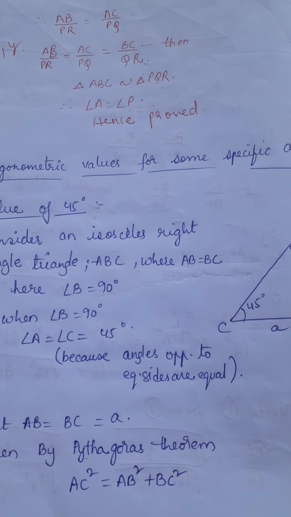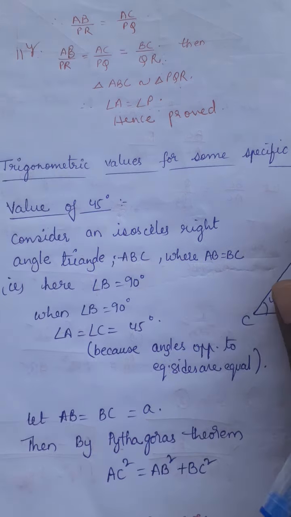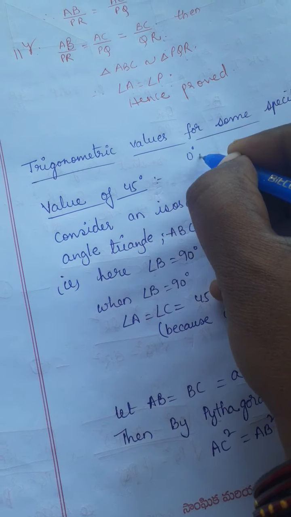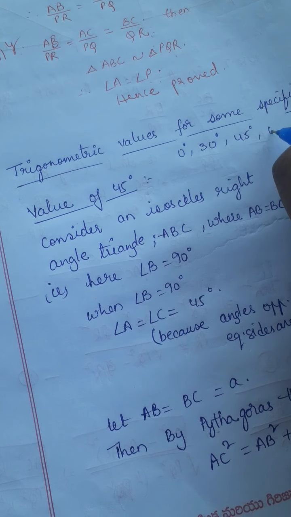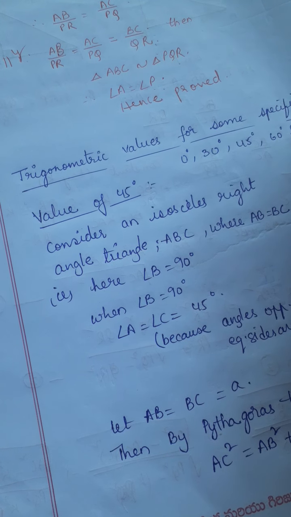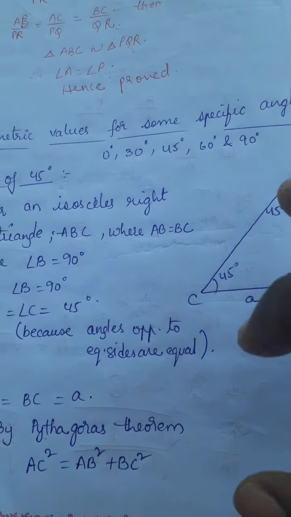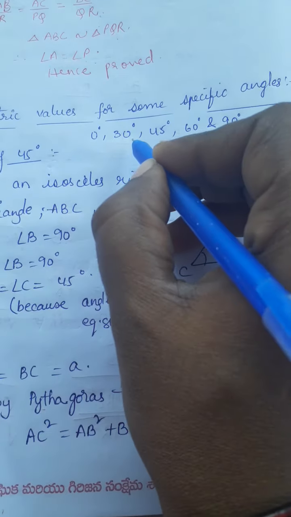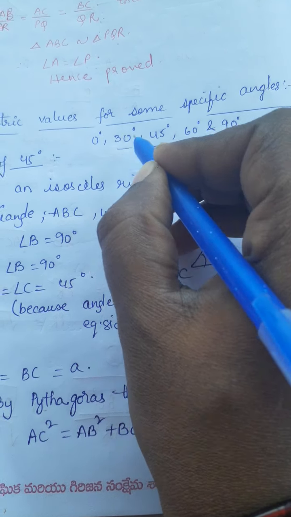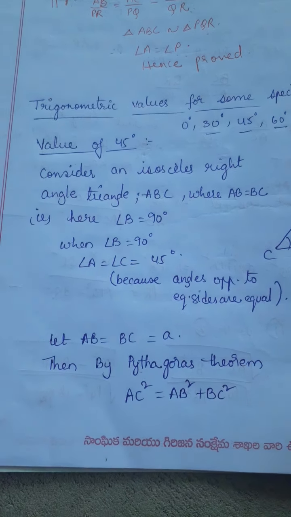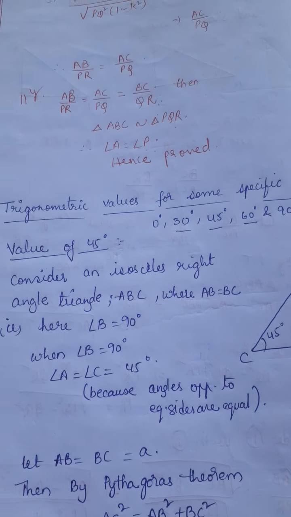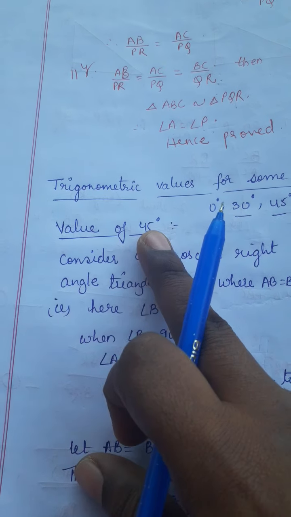We are having some specific angles such as 0 degrees, 30 degrees, 45 degrees, 60 degrees, and 90 degrees. So, we are going to find the values for 45 degrees, 30 degrees, and 60 degrees in this video. Now, let us come to the value of 45 degrees.